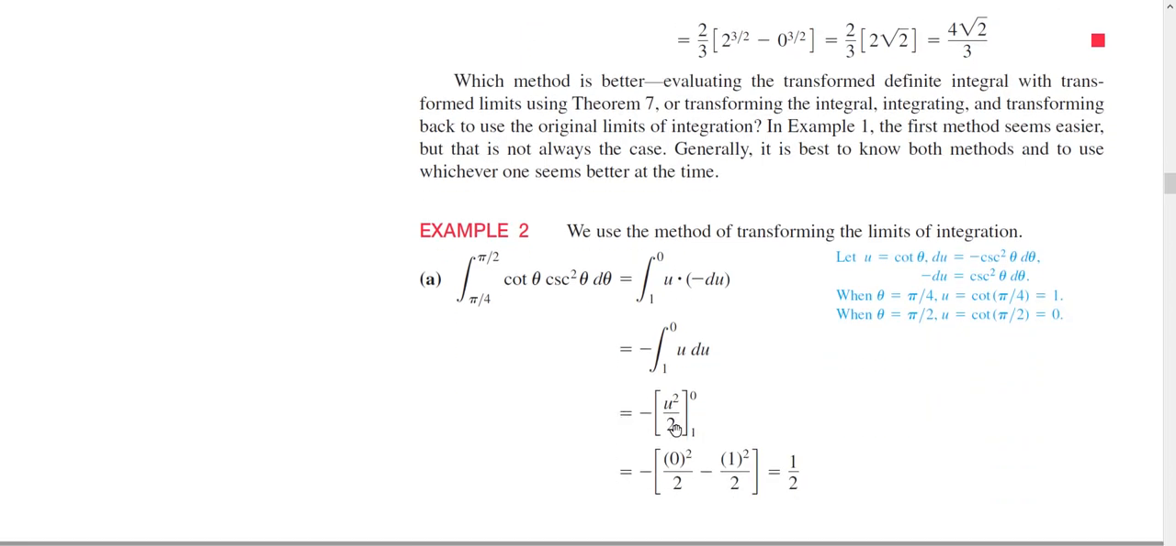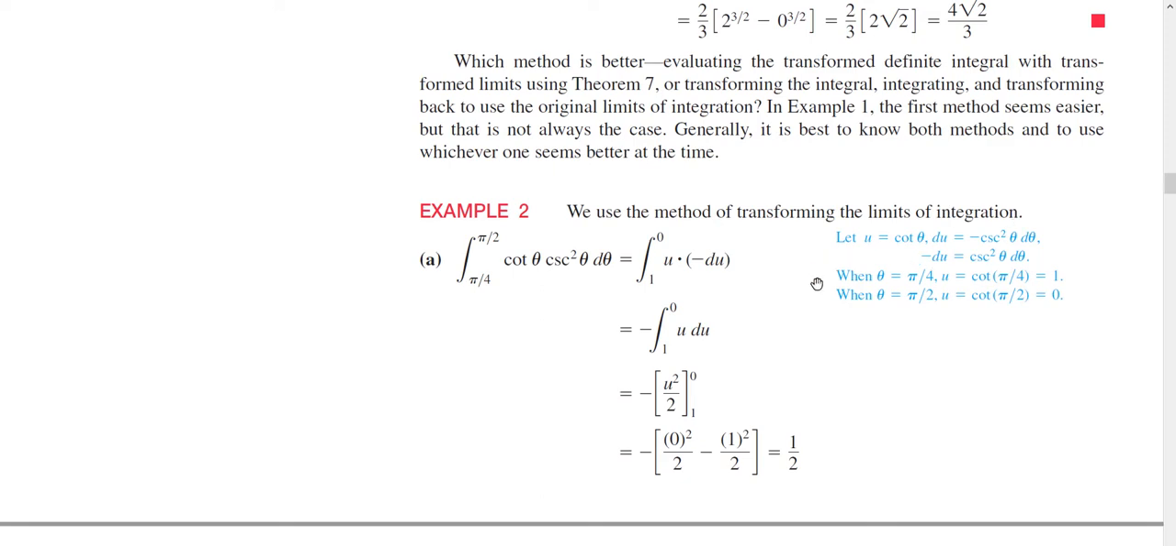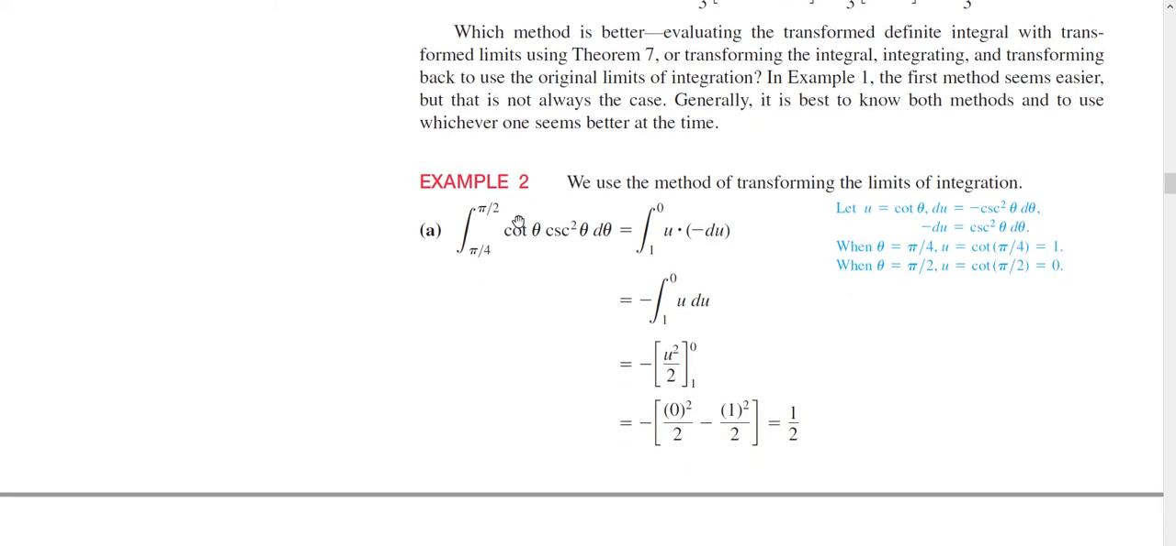Now next example 2. Again we'll solve this by transforming the limits of integration as well. The integral from pi by 4 to pi by 2 of cot theta times cosecant square theta d theta. Now in this case the substitution we make is u is equal to cot theta, and its differential du is equal to minus cosecant square theta d theta. Now upper limit is pi by 2 and lower limit is pi by 4 for theta.